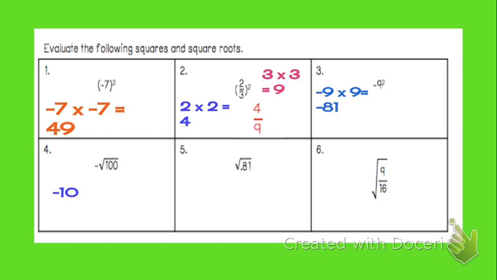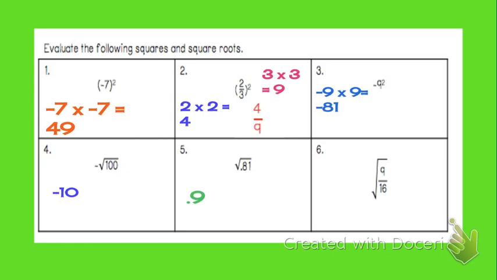So now we have the square root of 0.81. So this is really no different than 81, because what number can you multiply to itself to get 0.81? And that would be 0.9. Because 0.9 times 0.9 is 0.81.